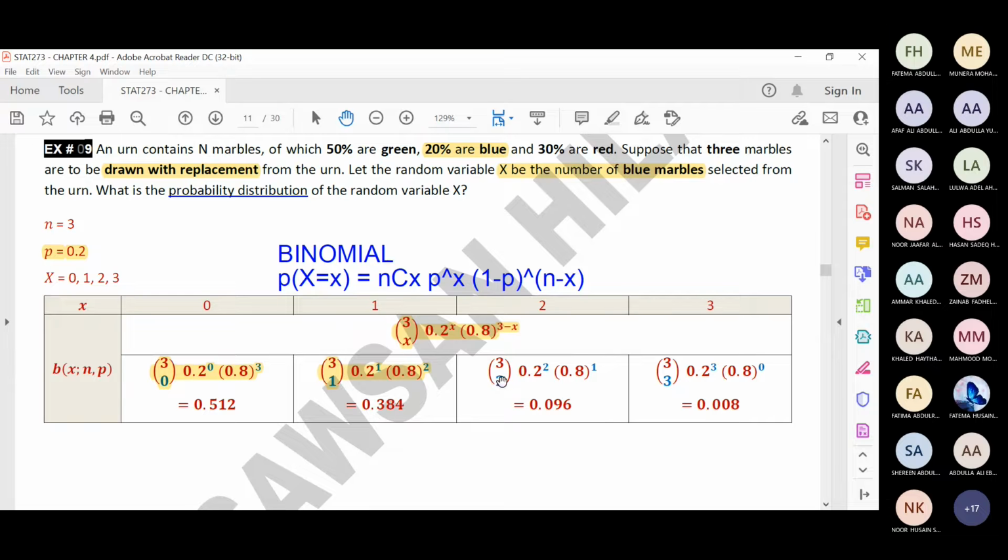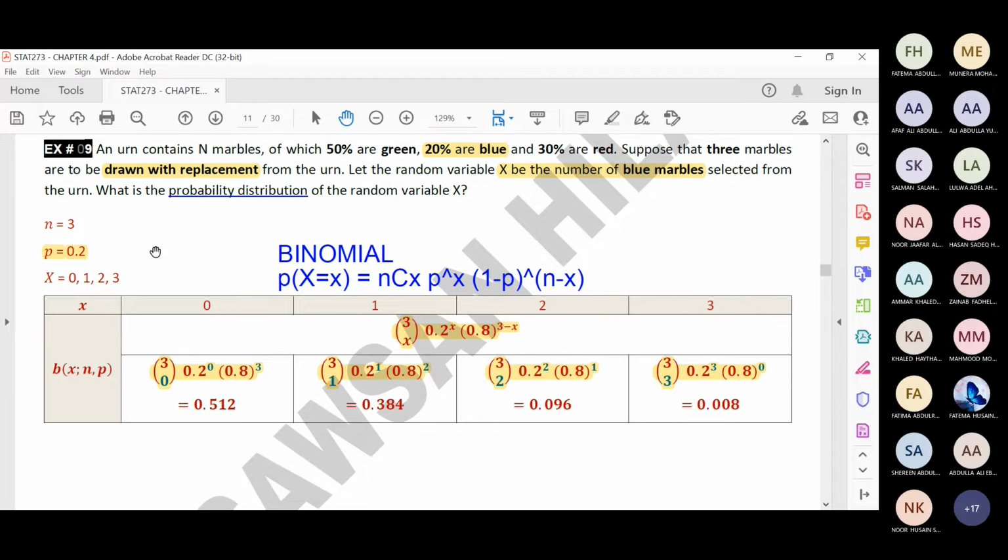Let's proceed. 3 combination 2, 0.2 to the power 2, 0.8 to the power of the difference, which is 1. Again, enter this completely in the calculator and it gives me the answer. Finally, 3 combination 3, 0.2 to the power 3, 0.8 to the power of the difference, which is 0. Find it in one step, and that is what you got at the end.